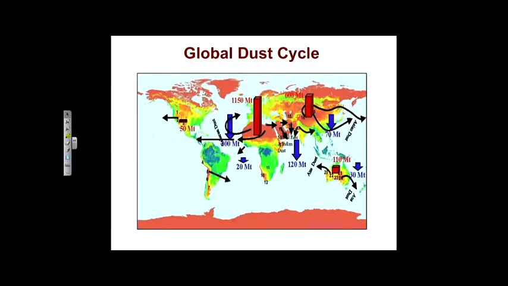Taking a global view, the red bars are the emissions. So North Africa is the major, most dominant source region. On this estimate, it's 1,100 megatons over North Africa, and Asia is another major source region. And there are smaller source regions like North America, South Africa, Australia. And dust can be transported at much larger scales across continents, across oceans, and it is deposited over ocean during the transport.